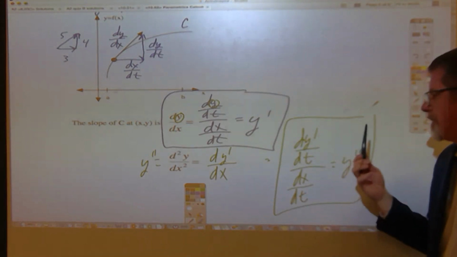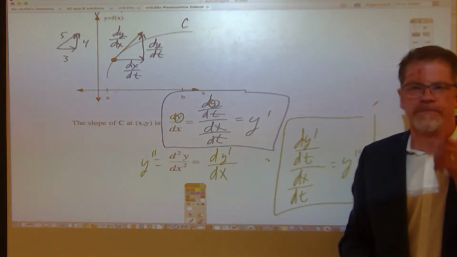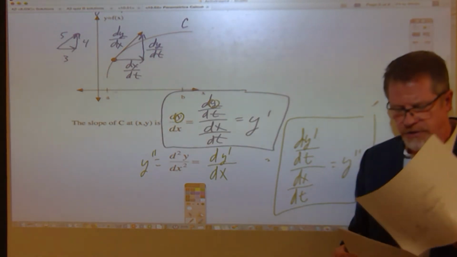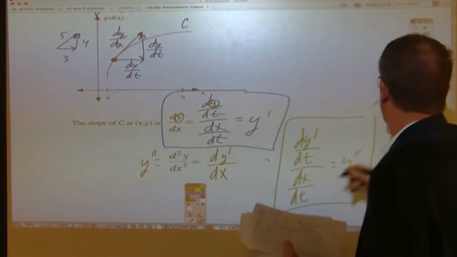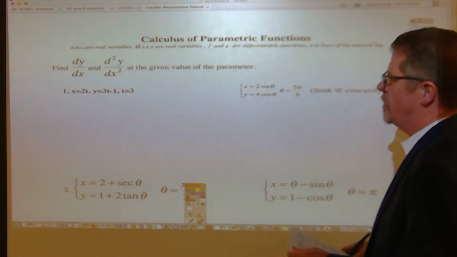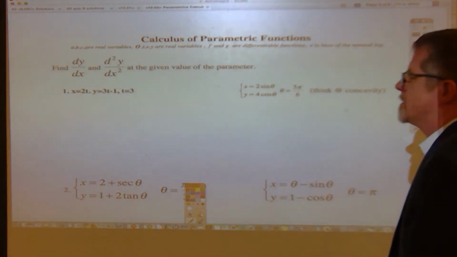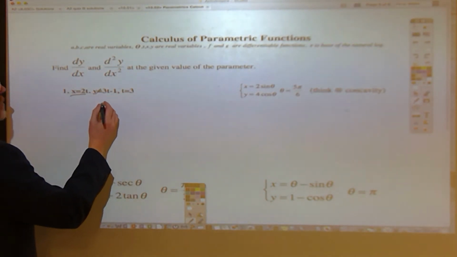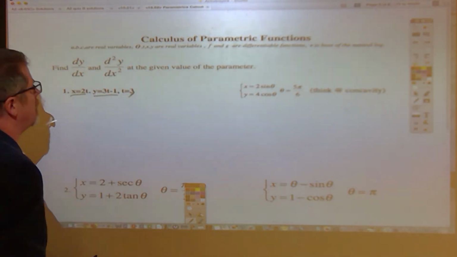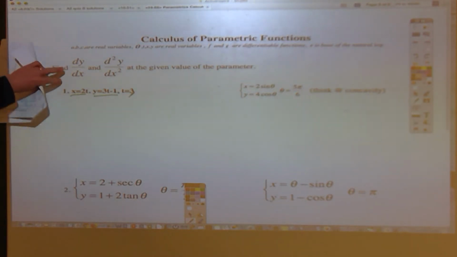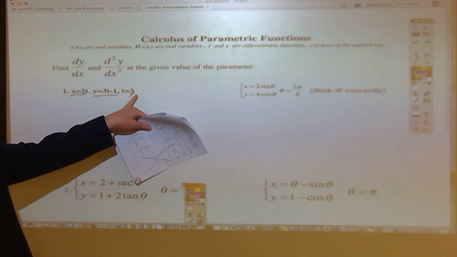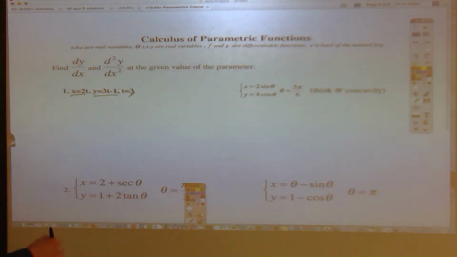Any questions on the second derivative of a parametrically defined function? Let's turn the page and practice this stuff. So here we go. Hopefully you have this page in your packet. So this teenager has parametric equations. x is 2t, y is 3t minus 1. We want to find the first derivative and the second derivative at the given value of the parameter. Here the parameter is t, so at t equals 3.